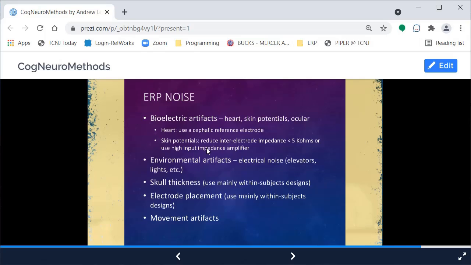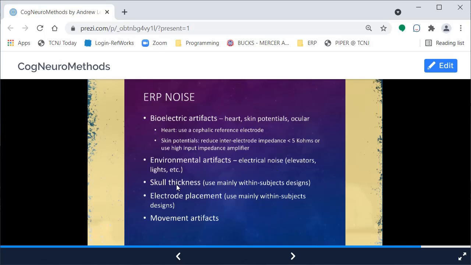Typically, we reduce electrode impedance, or impedance is resistance in effect. And if you get that really low, like less than 5 kilo ohms or so, you'll reduce the effective skin potentials. You can also use a high input impedance amplifier. That does help, although it's still a little bit noisier than if you use lower impedances, but it can be okay depending on the application. There's lots of environmental artifacts. Anything that produces electricity we could maybe pick up.